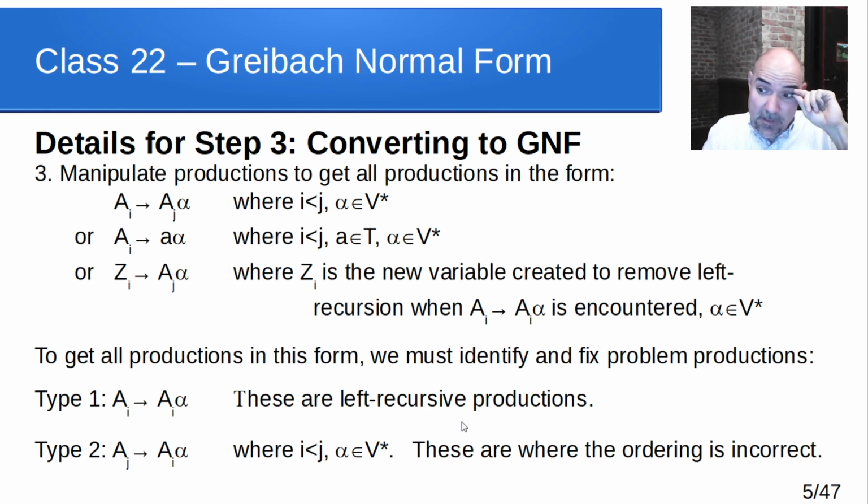If I have a production with a left recursive variable like that, I need to resolve it because the j has to be higher than i, not the same as it. The second type is where the j and the i are backwards. In other words, the lower number happens on the right-hand side and the higher number is on the left. So that's a problem production where the ordering isn't correct. The ordering is inverted. It's backwards.